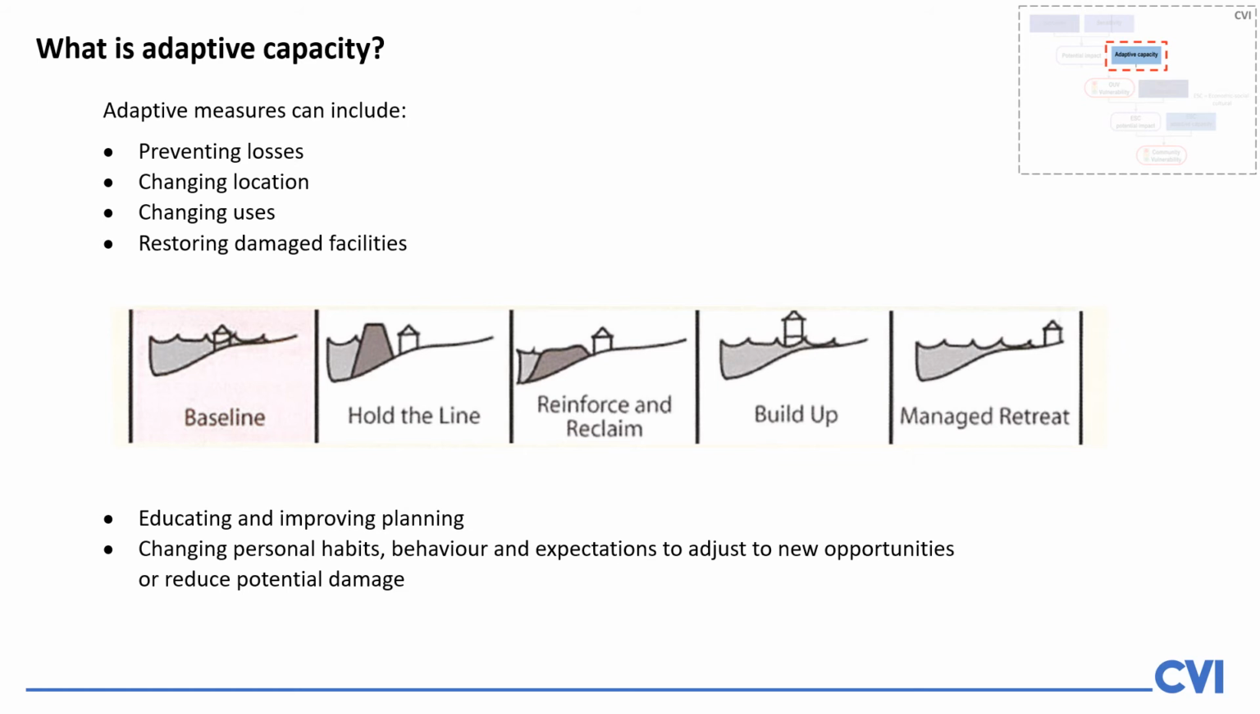But as well, there are things like educating and improving planning and changing people's habits, behaviour and their expectations to adjust to new opportunities or reduce potential damage. So adaptive capacity is an important part of our process.